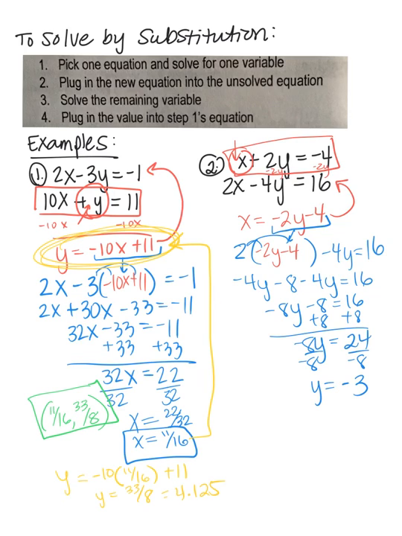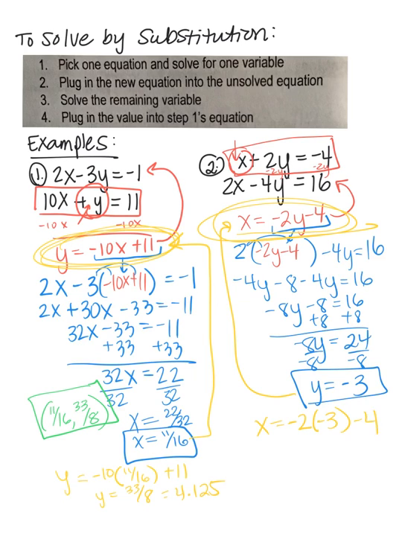Okay, so I'm going to take that number, y equals negative 3, and go back to where we had solved for x here. So I'm going to say now x is equal to negative 2 times that negative 3 minus 4. So x is going to be equal to 2. So now I've got my two solutions. I'm going to write it as my ordered pair, 2, comma, negative 3. All right, and that's how I'm going to solve by substitution.